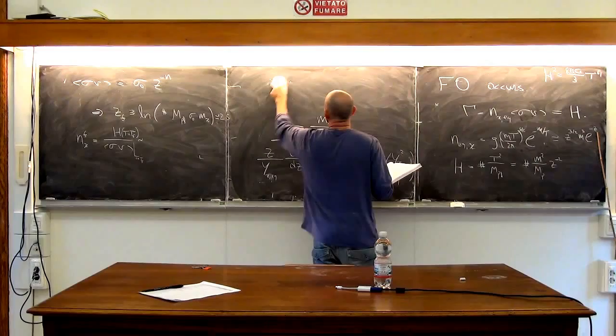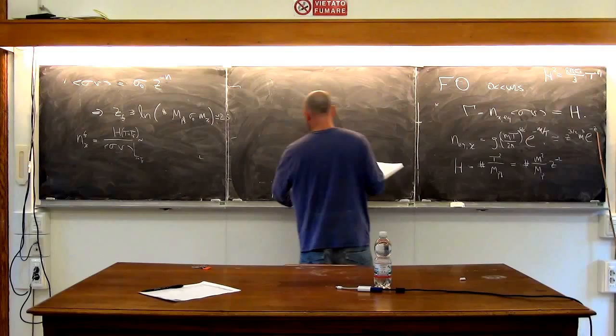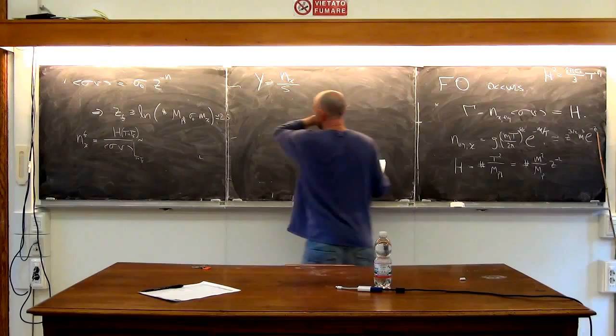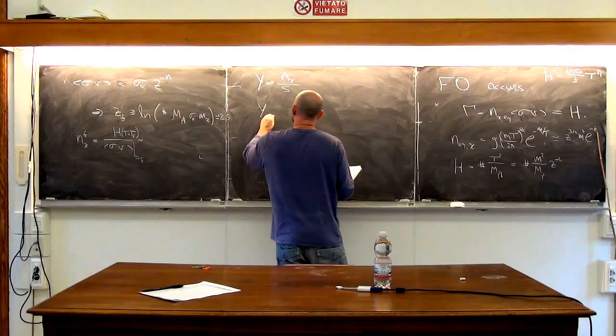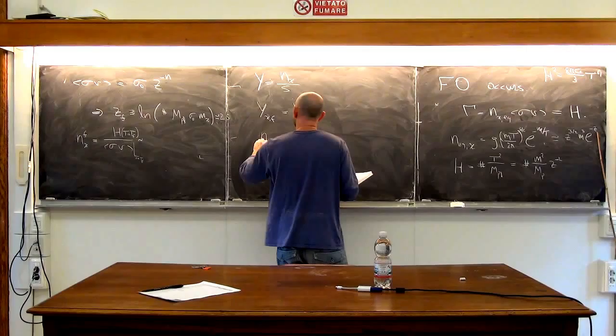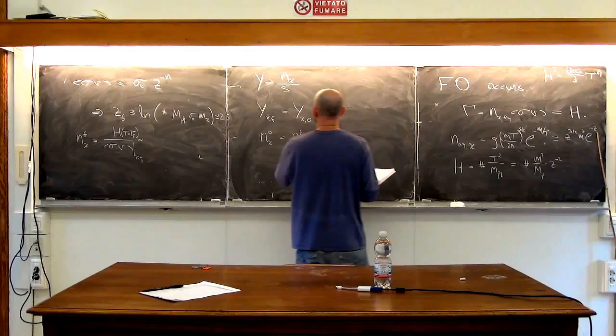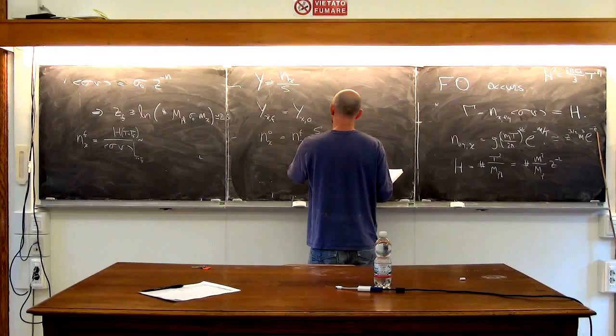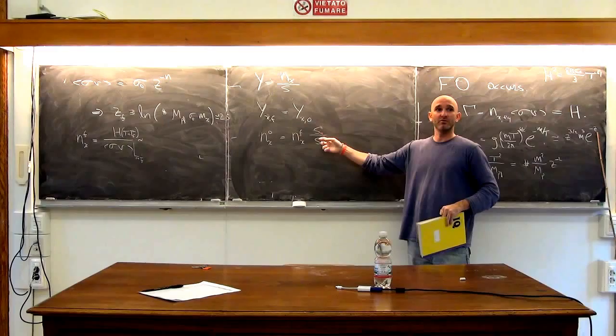And the easiest thing is to actually use the y we just arranged. Okay, so this is constant. So y at freeze out equals y of chi today. And therefore, n chi today is just n chi freeze out times s today over s freeze out. The entropy density today, which we measure, over the entropy density at freeze out.